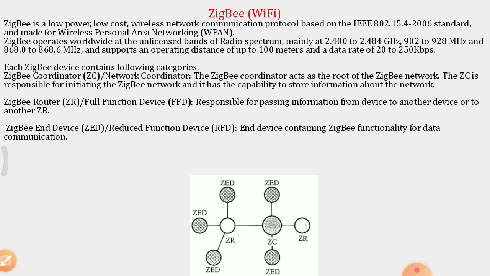In the figure we can see that the ZC is the main root. Then a number of ZRs as well as ZEDs are connected to that ZC. The ZED, ZigBee end device, also called a reduced function device, is an end device containing ZigBee functionality for data communication. Basically, ZigBee technology is used in vehicle communication.